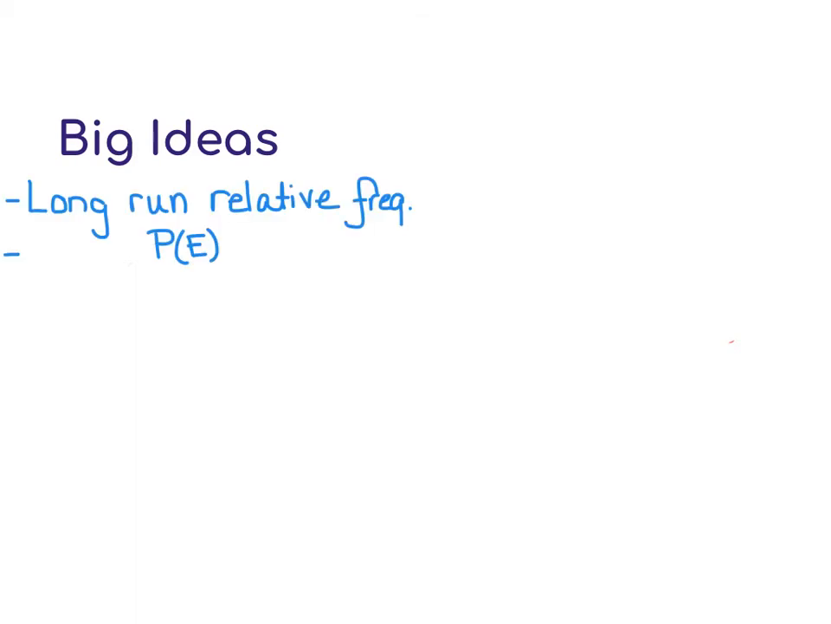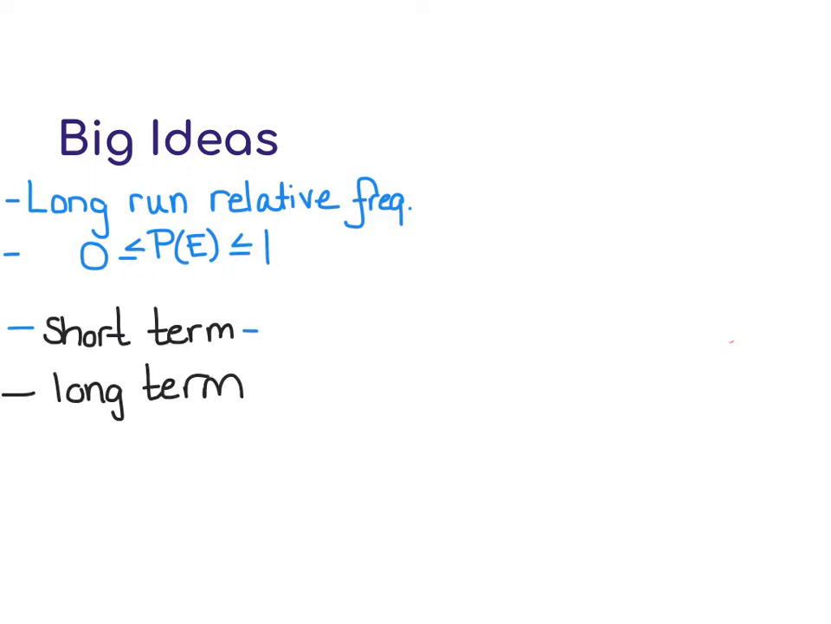So, some of the big ideas about probability. Probability is a long-run relative frequency. The probability of an event occurring is always between 0 and 1, where 0 means it's impossible and 1, or 100%, means it's certain to happen. Few things are exactly 0 or 1. Most fall in between on a continuum. In the short term, events are unpredictable. But in the long term, we can predict using probability.